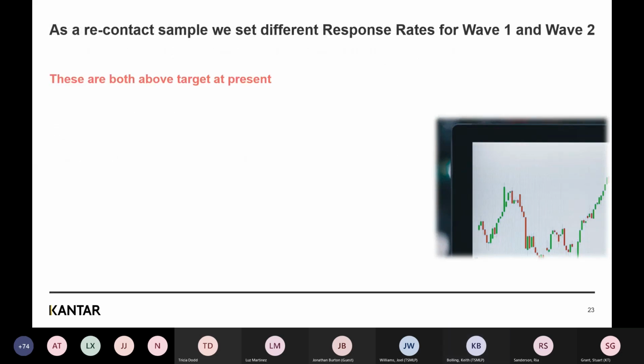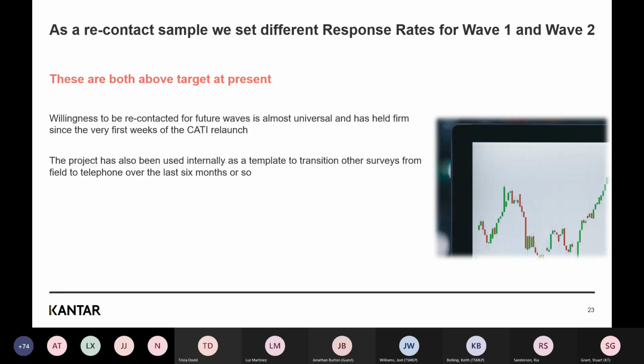Now, in terms of the response rates, Joel is going to go through this in a bit more detail on the next slide, but we are above target at present, and our willingness to be recontacted is very, very high. It's almost universal at this stage, and it's been very consistent since those very first few weeks. We haven't changed that much at all. Ultimately, given the change that we had to make, it has been seen internally as a template for other transitions from face-to-face to telephone that we have had to undertake over the last few months. But I'm now going to hand you back to Joel, who will take you through the last few slides.